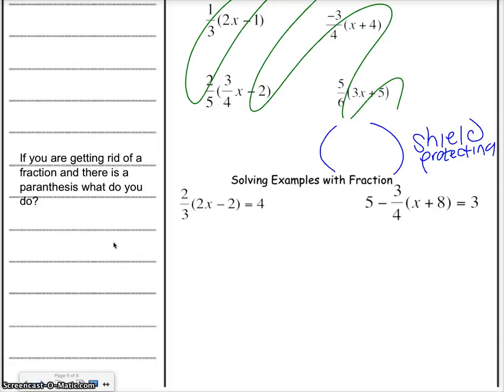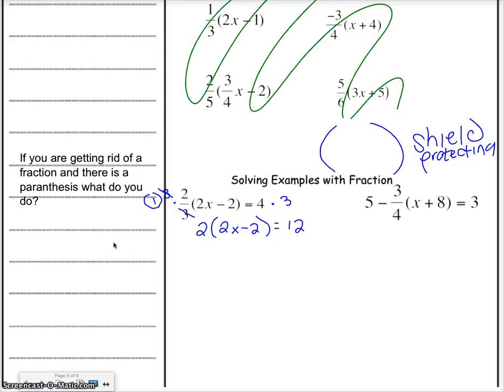So when I look at this first one here and I want to get rid of my 3, I just start left to right. So I say, okay, I'm going to times through by 3. Oh, these are protected. They're covered up, so I can't times them, but I can times my 4 by 3. So then that would cancel out and you'd be left with 2 parentheses, 2x minus 2 equals 12. And we're going to solve that later in the week. We don't need to worry about solving.